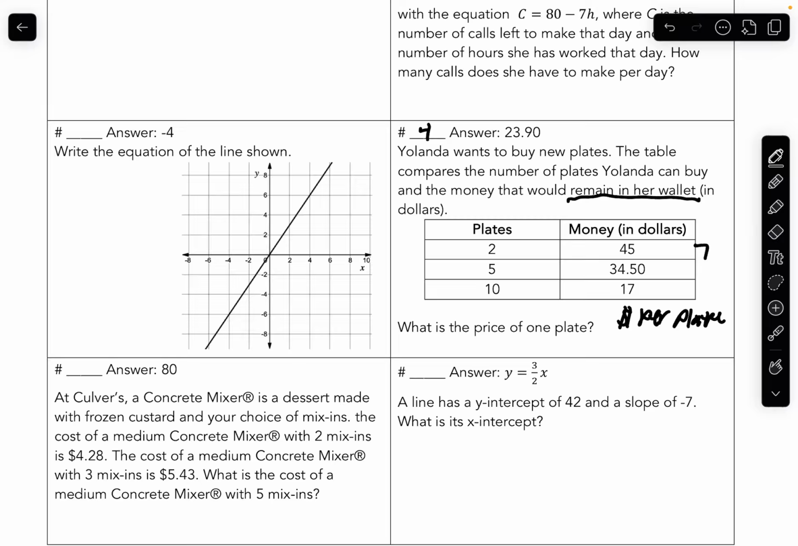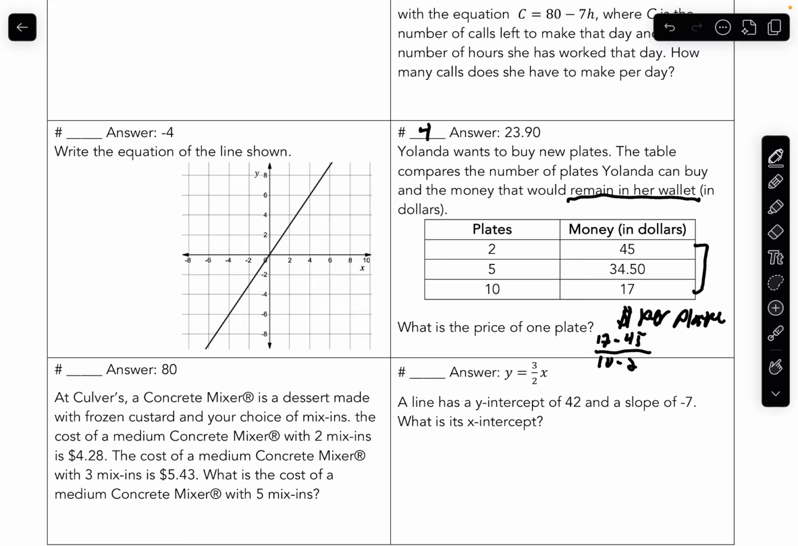So I'm going to go ahead and do these two because 17 minus 45 is easier to calculate than 34.5 over 45. I guess it's either. I'm using a calculator just to make sure. So what is the price per plate? It's going to come out negative, but they want the price, so it's not negative. You have to interpret that. So, the change in the output over the change in the input.